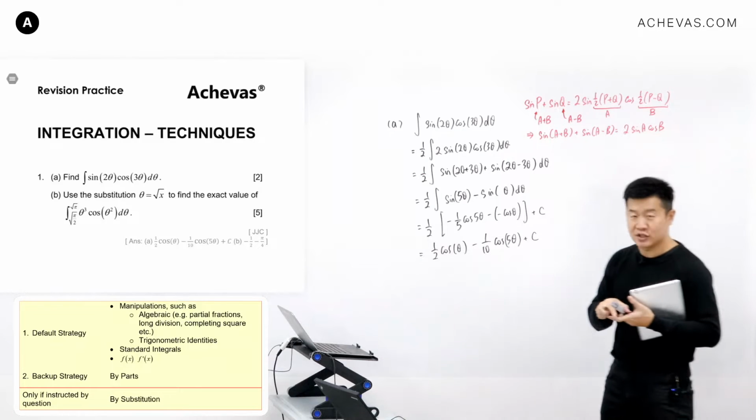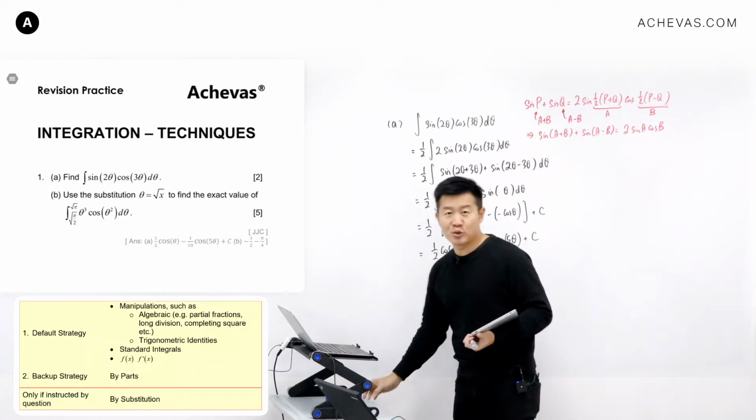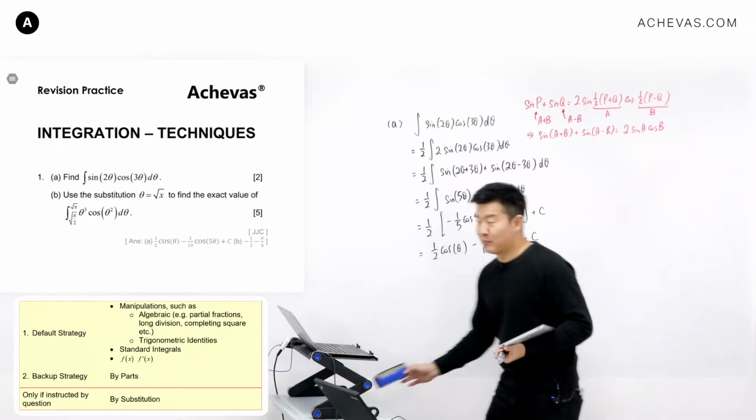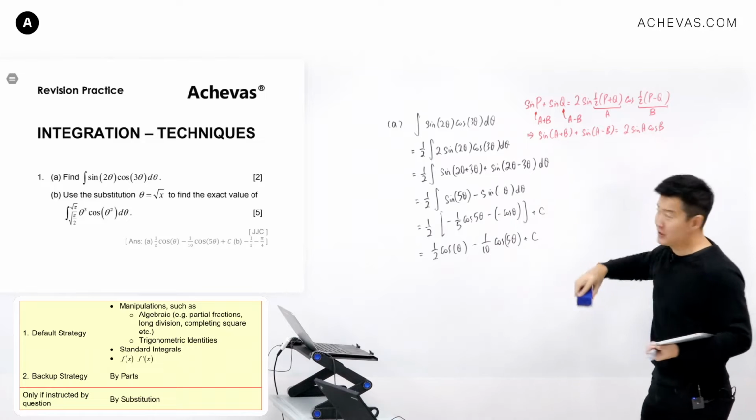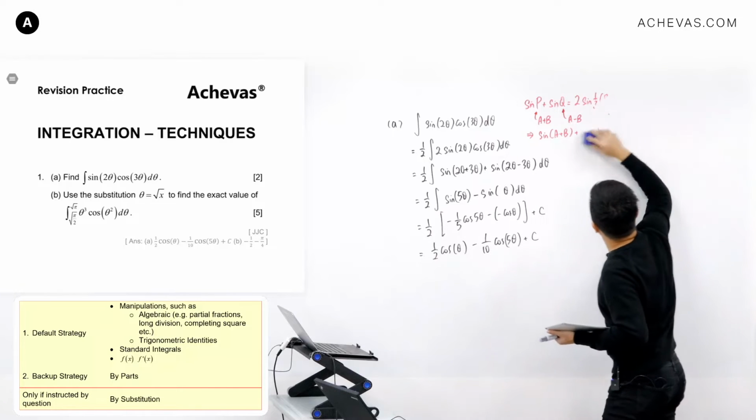It is a very common question nowadays. So please make sure that you know how to do this. And please make sure also that you know how to convert the identity from the right to the left. Next, B. 1b.